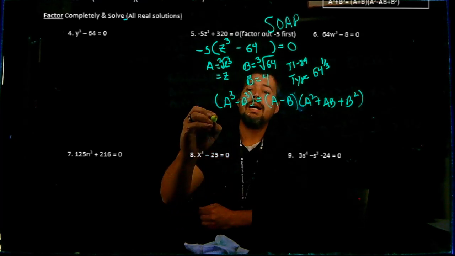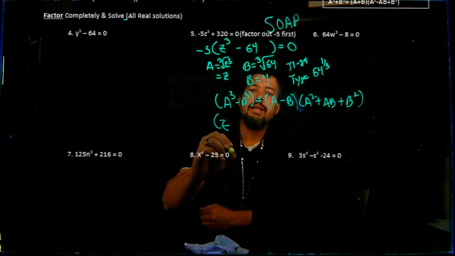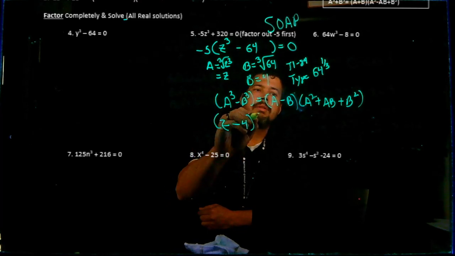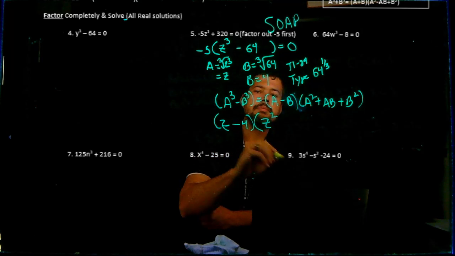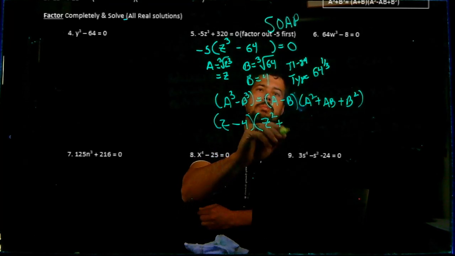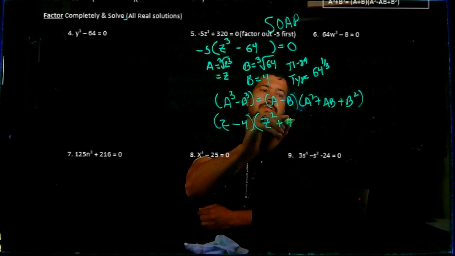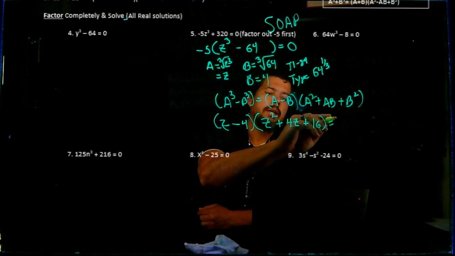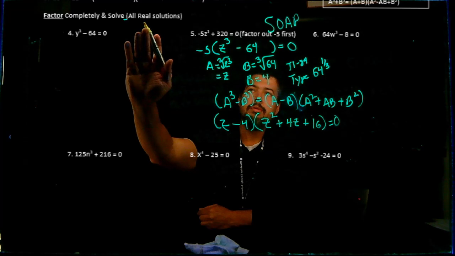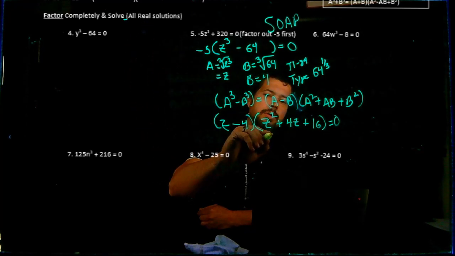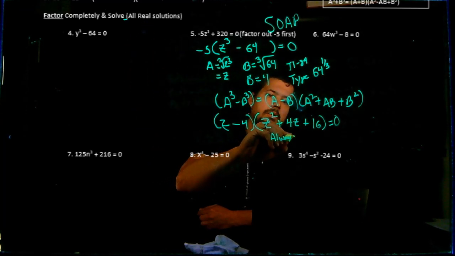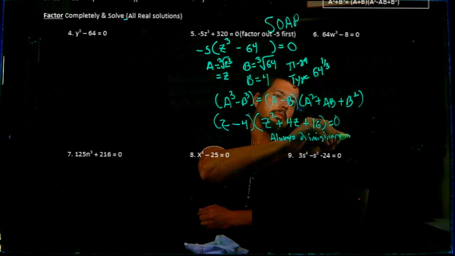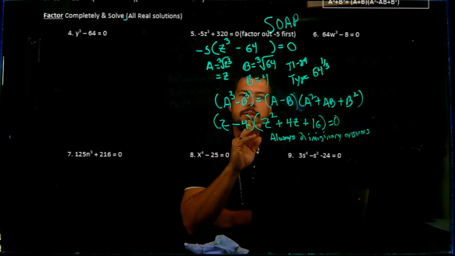So anyways, I have figured out that a is z, and I'm going to be taking away b, which is 4. I'm looking at this right here. I'm going to have to square the z. I'm going to have to multiply z and 4 together. That's 4z. And then I'm going to have to square b. 4 squared is 16. Now, the piece of paper says only real solutions, right? This one is always 2 imaginary answers. That's all it is. It's always imaginary.